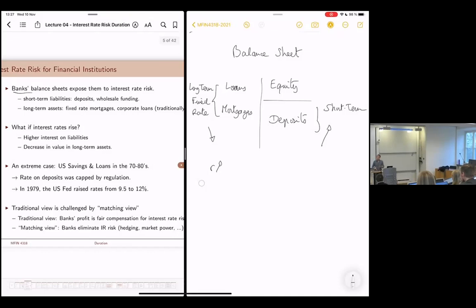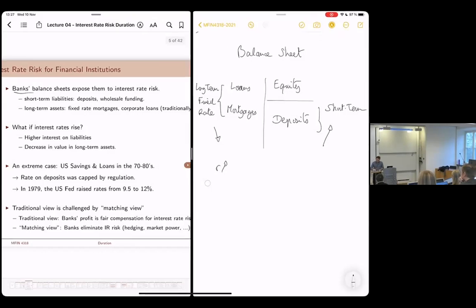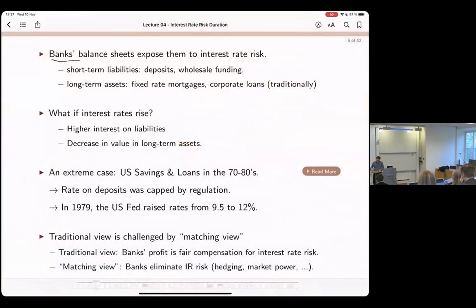And you might remember when we talked about the expectation hypothesis, we said that to invest in long-term bonds, you often have to compensate investors with a risk premium. Well, one way to see this risk premium is that you're compensating the bank with a higher interest rate because the bank bears this interest rate risk. Now, if you're interested, you can read, with the link on the slide, an extreme case of this interest rate risk, which is what happened in the 70s and 80s to some banks that were called US savings and loans.